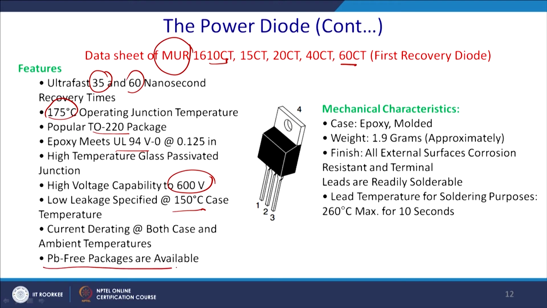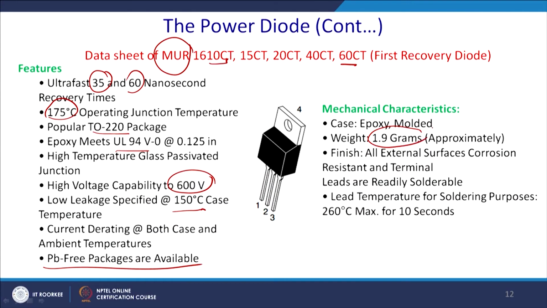One of the standard requirements of any modern country is that it should have a lead free package. It also has a lead free package for environmental reasons. The weight is just around 2 grams, quite light, and all external surfaces are corrosion free. For soldering, the lead temperature can go up to 260 degrees centigrade for a period of 10 seconds.